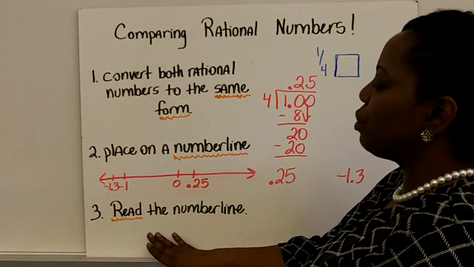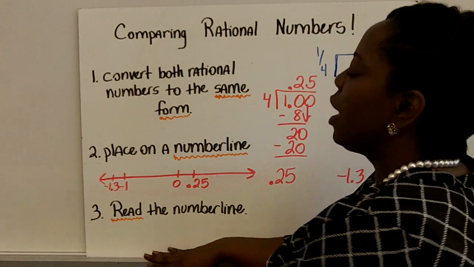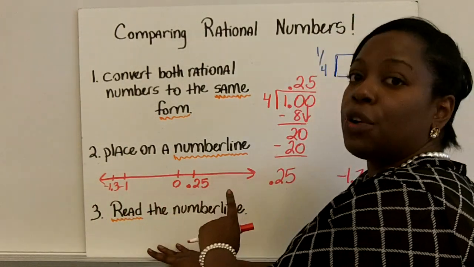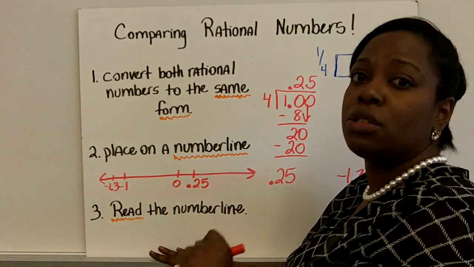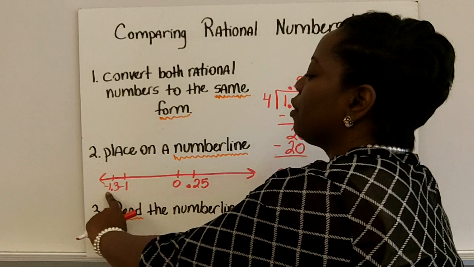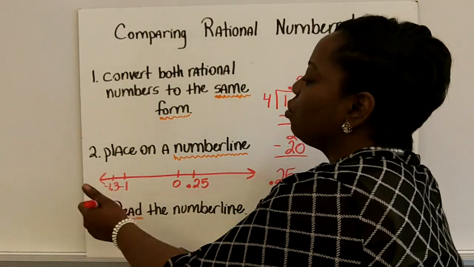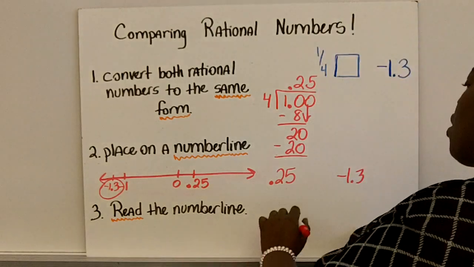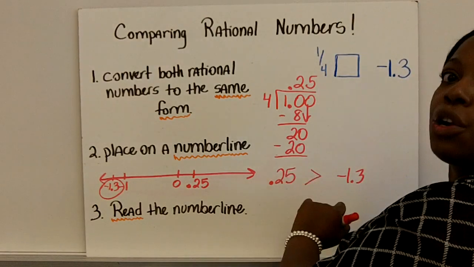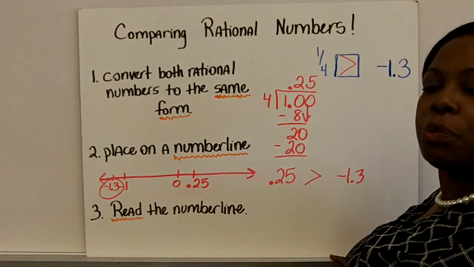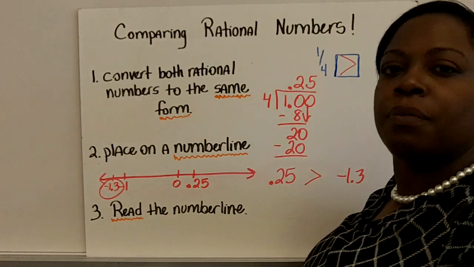Now, step number 3, read the number line. As you're reading the number line from left to right, the number that you come to first would be considered the smallest rational number. All right? So as we're reading, the first rational number that we come to is negative 1.3. Therefore, negative 1.3 is smaller, making the fraction 1/4 larger between these two.